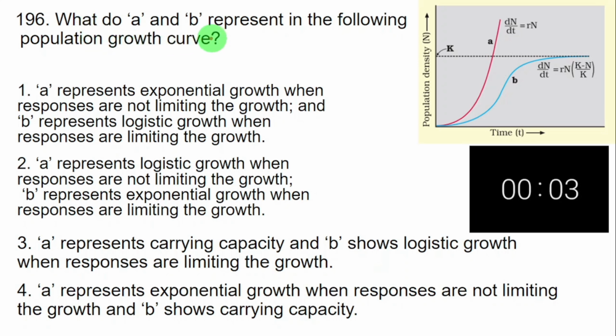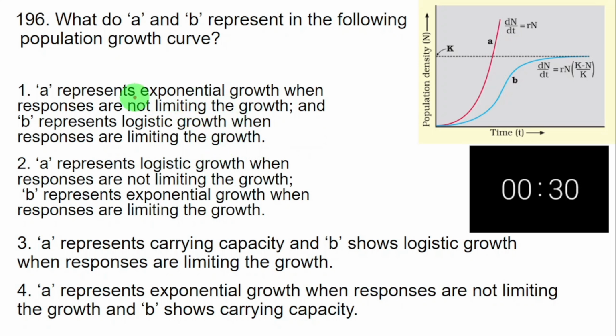What do A and B, this is A, this is B, represent in the following population growth curve? A represents exponential growth. Correct. A is exponential growth when responses are not limiting the growth. Correct. And B represents logistic growth. Correct. When responses are limiting the growth. Correct. So overall, this statement is correct.